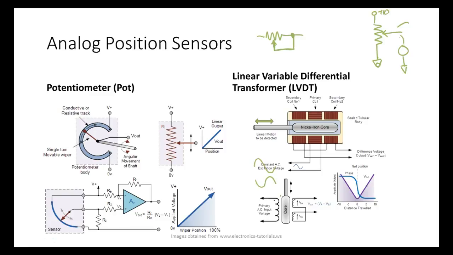These are called LVDTs, linear variable differential transformers. What we're trying to detect the position of would be attached to the rod. So these guys detect position. And what's the difference between position and proximity?